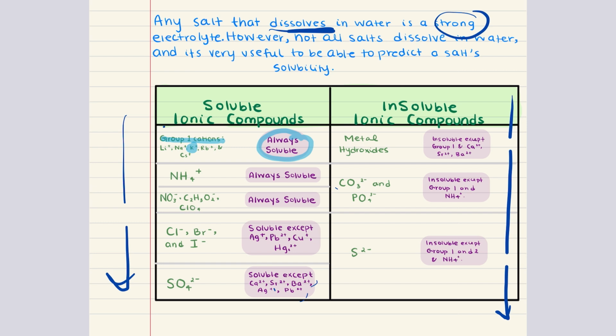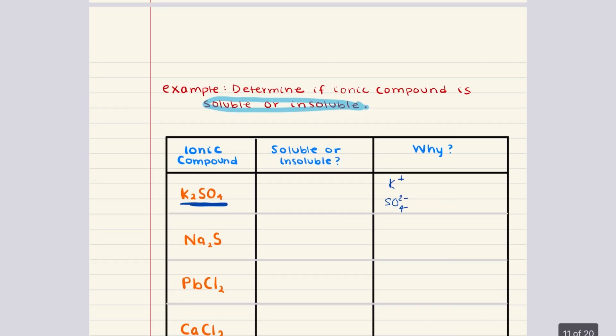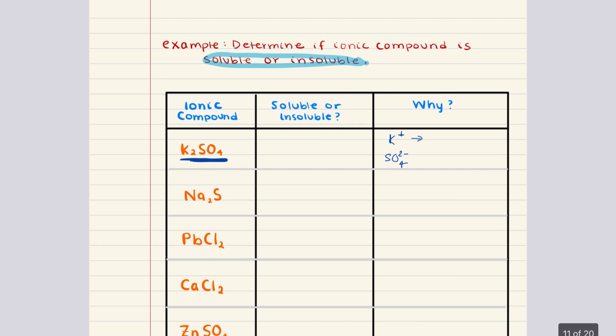Now, in addition, we could also look at sulfate really quickly. This is always soluble unless it's paired with any of these 5 cations. Potassium is not part of this list. So both of these are, under these conditions, soluble. Potassium is from group 1, and all ionic compounds containing group 1 cations are soluble. And just as a further confirmation, sulfate is also soluble when it is paired with potassium. Wonderful.